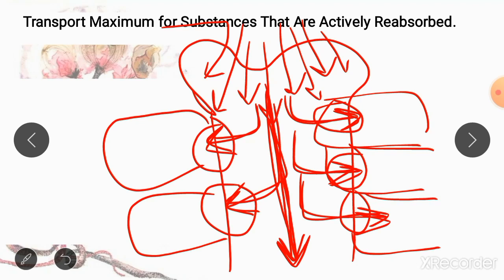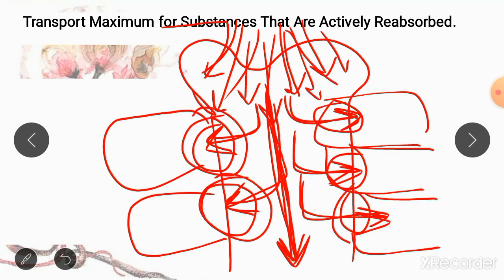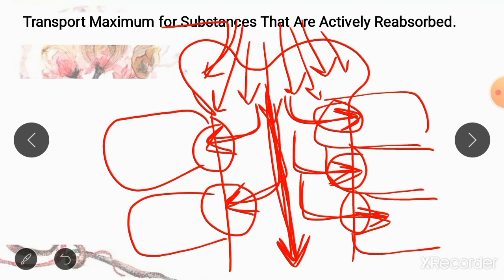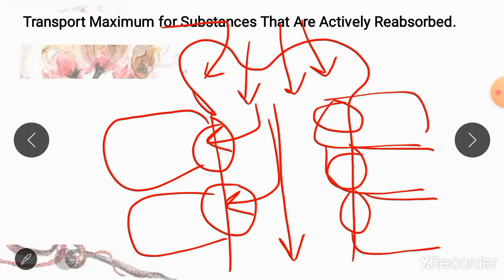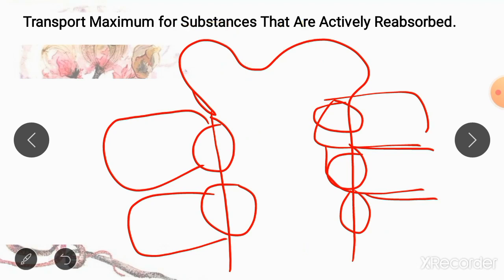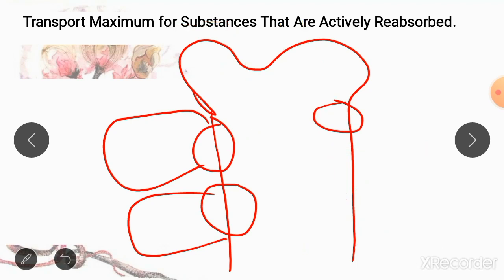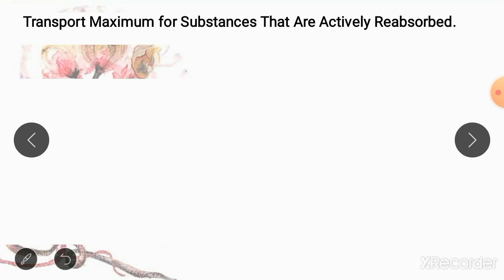And the reason for this is that its filtration is greater than the capacity of the carrier proteins to reabsorb it, and it exceeds the number of carrier proteins. So this is known as the transport maximum of that substance, because the carrier proteins have been saturated and no more substance can be reabsorbed.